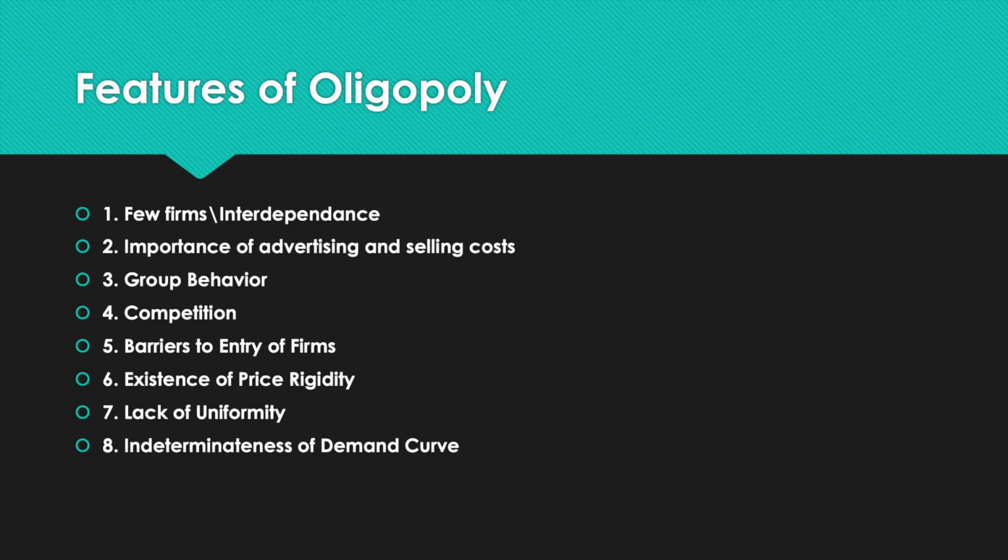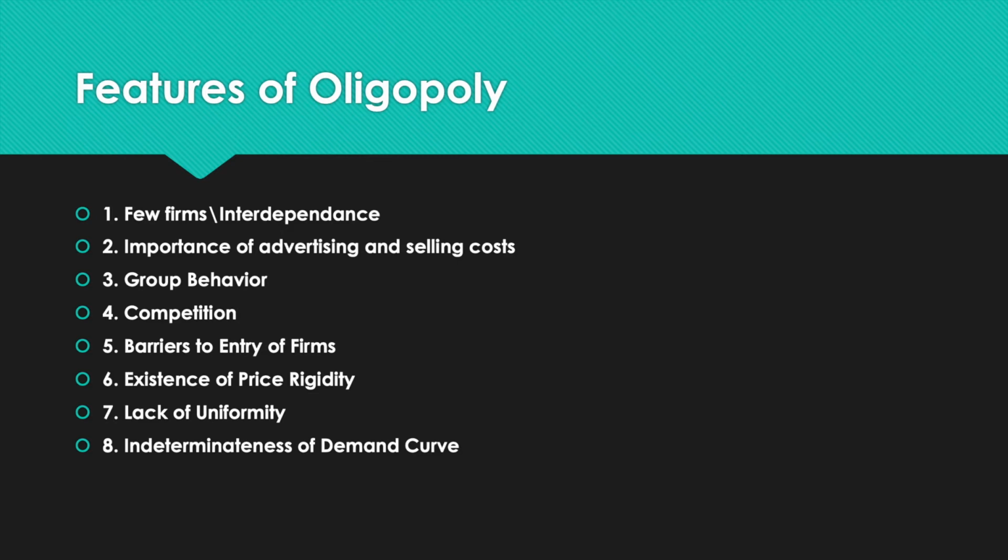The next one is barriers to entry of firms. So in a market form of oligopoly, there are no barriers to entry or exit from it. But in certain cases, like closed form of oligopoly, there are certain barriers to entry. So it depends on long run or short run.